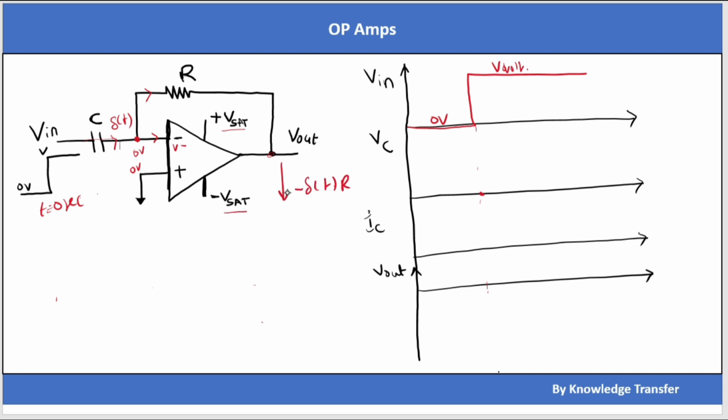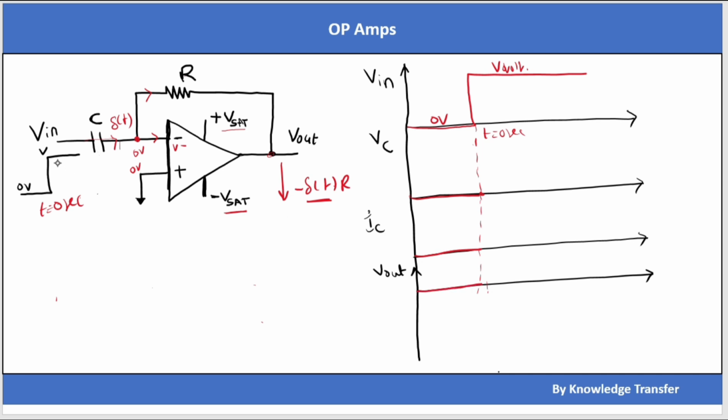So this is the output voltage, but here the output voltage of the op amp cannot go to minus Vsat minus delta of t, because this is an impulse, it can go only till minus Vsat. So in this case, how will this behave, let's analyze. Till t equal to 0 seconds, I can say that Vc is equal to 0, and in the same way Ic is also 0, Vout is also 0 volt.